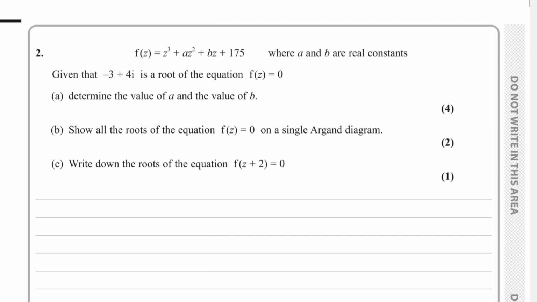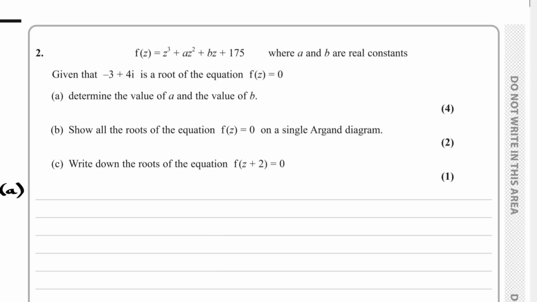Question number 2. f(z) is equal to z cubed plus az squared plus bz plus 175, where a and b are real constants. Given that negative 3 plus 4i is a root of the equation f(z) equals 0, for part a, we have to determine the value of a and the value of b.